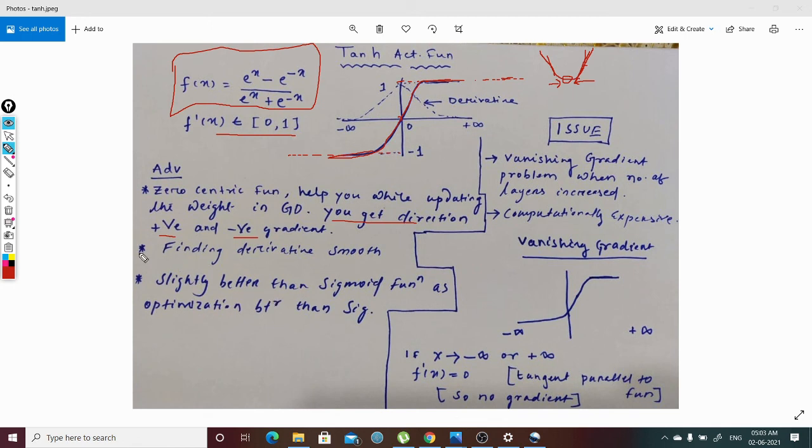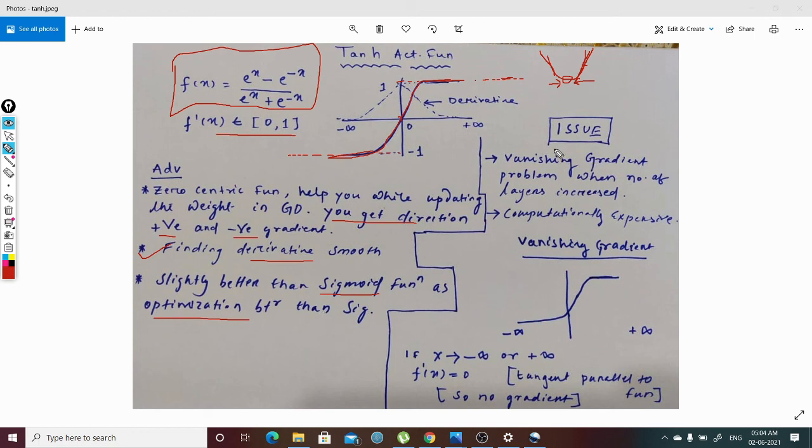Yes, finding the derivative is smooth. The derivative is easy to find in tanh, and it is slightly better than the sigmoid function, as the optimization is better. I have shown you how the optimization is better by giving the direction and being zero centered. It is slightly better than the sigmoid because it helps us do the weight optimization in gradient descent. Okay, so this is all about the advantages.